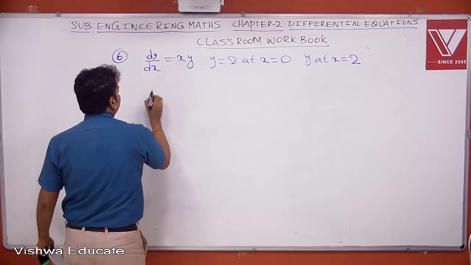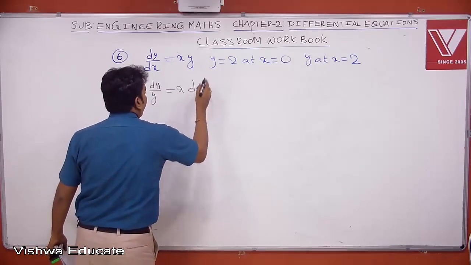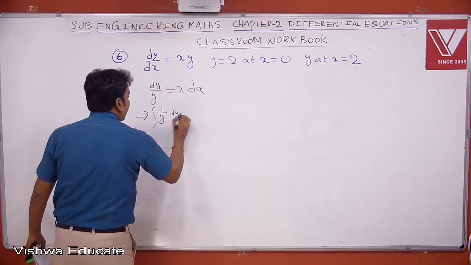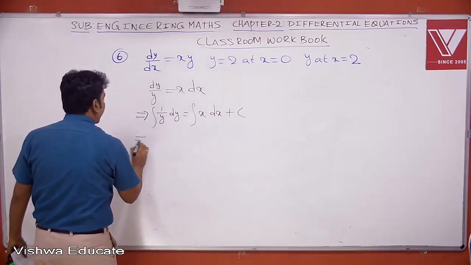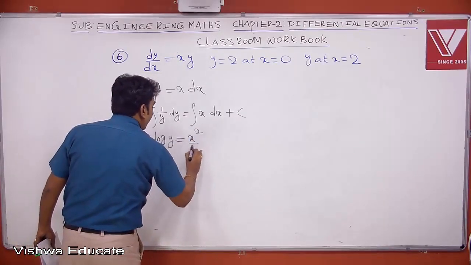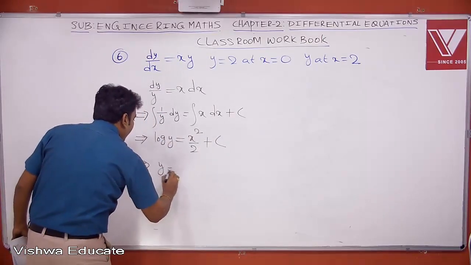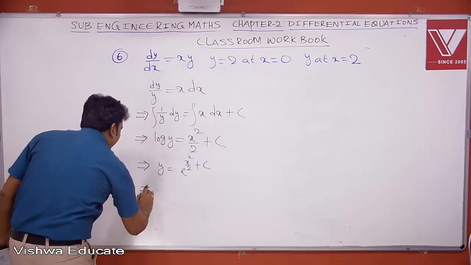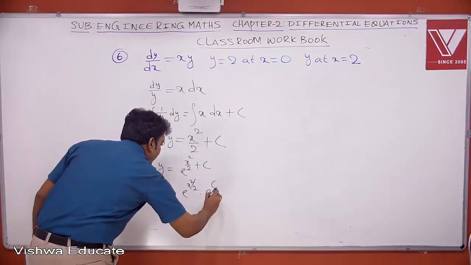Let us solve this. This is dy by y equal to x dx. Variables are separated. So this implies integral 1 by y dy equal to integral x dx plus constant c. Integral 1 by y dy means log y equal to x square by 2 plus c. Base value is e. This implies y equal to e power x square by 2 plus c. This implies y value equal to e power x square by 2 into e power c.